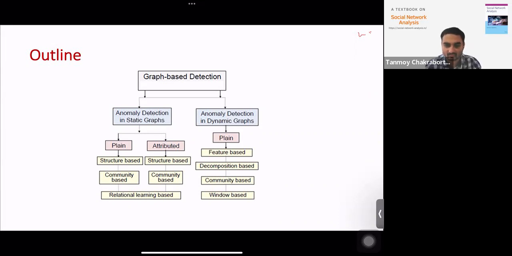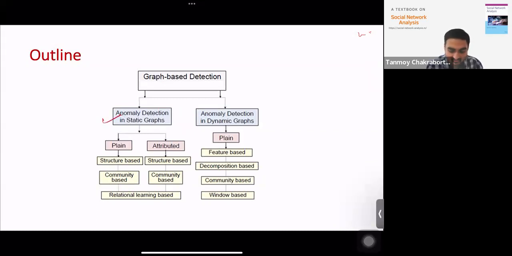I will not go into each and every detail of these methods. There are plenty of papers on graph anomaly detection, but I will touch upon some of the methods and briefly talk about some of them, and I will explain in detail some of the methods that are very important. So if you look at the overall taxonomy, this is the taxonomy of graph anomaly detection.